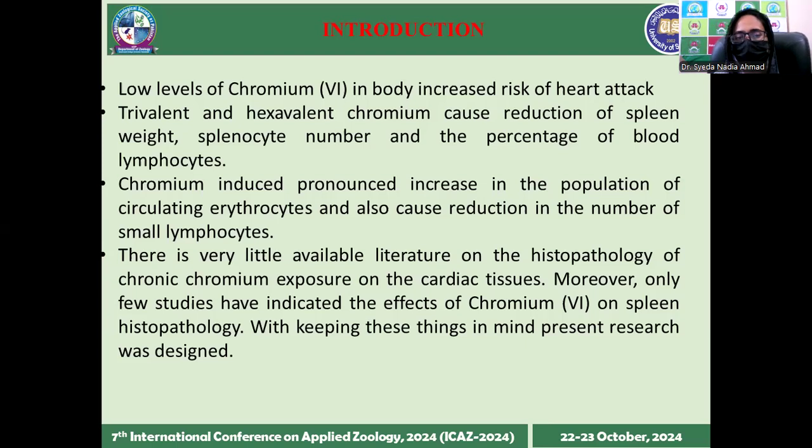So, only a few studies have indicated the effect of chromium on spleen histopathology. Keeping these findings in mind, the present study was designed.